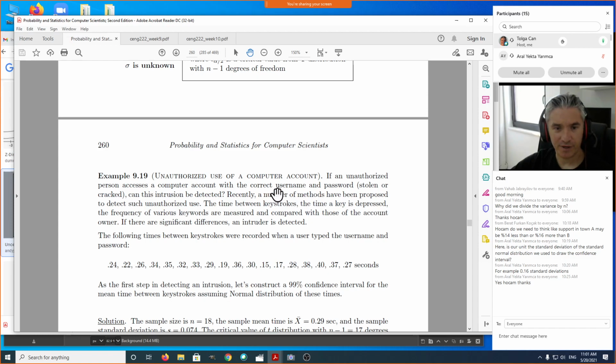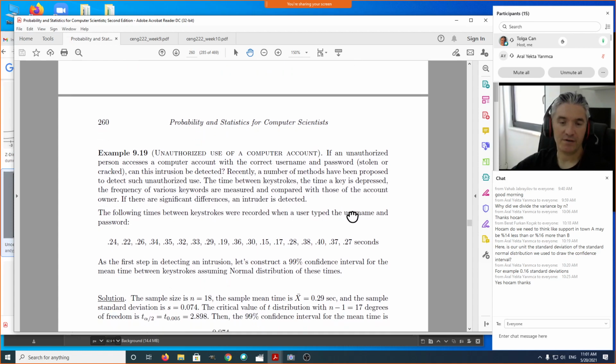Here, unauthorized use of a computer account. If an unauthorized person accesses a computer account with the correct username and password, can this intrusion be detected? Recently, a number of methods have been proposed to detect such unauthorized use. The time between keystrokes, the time a key is pressed, the frequency of various keywords are measured and compared with those of the account owner. If there are significant differences, an intruder is detected.